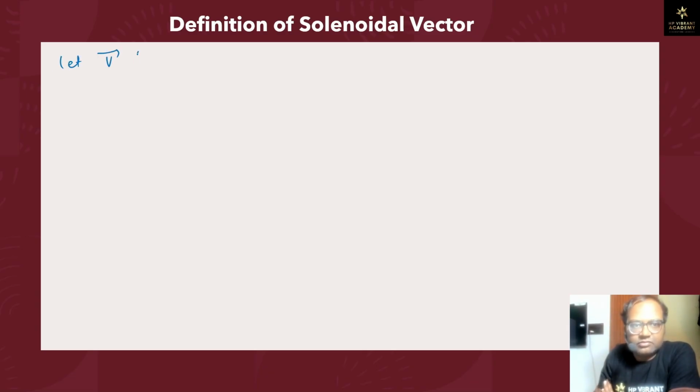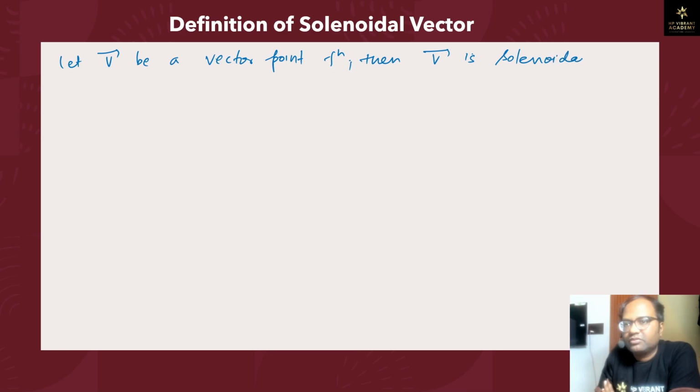Let v be a vector point function, then v is solenoidal. V is a solenoidal vector if the divergence of v is equal to 0.